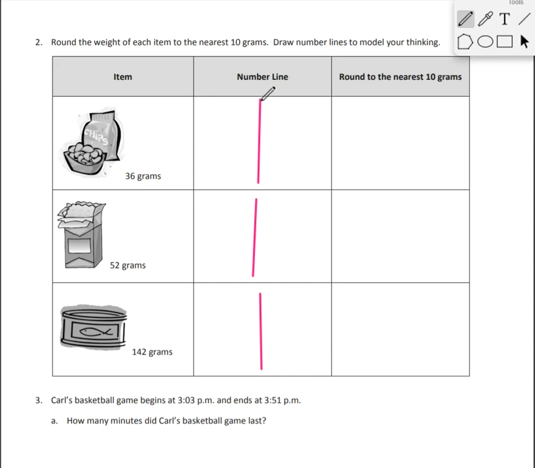All right, so we have 36. So that means this is 40, this is 30, 35 is middle-ish. It's okay if your 35 isn't dead in the middle. However, your 35 should not be right next to the 40. It should not be right next to the 30. So our number is 36. I can see that the 36 is closer to 40 than it is to 30. So rounded to the nearest 10 grams would be 40 grams.